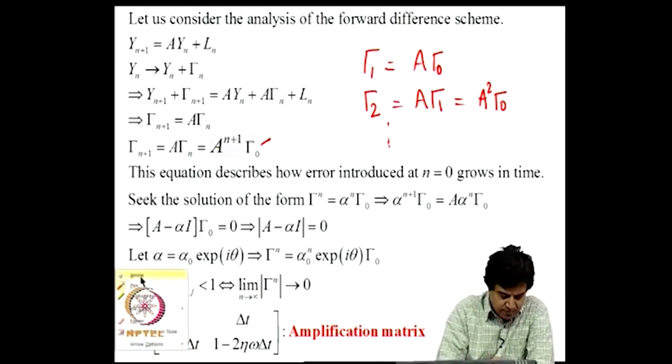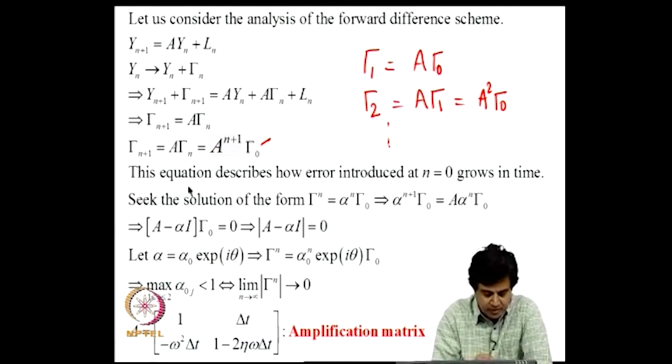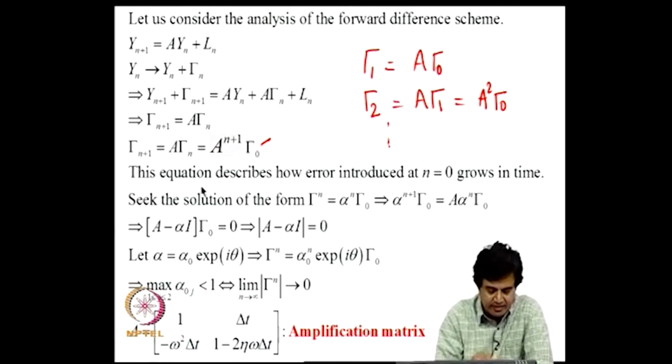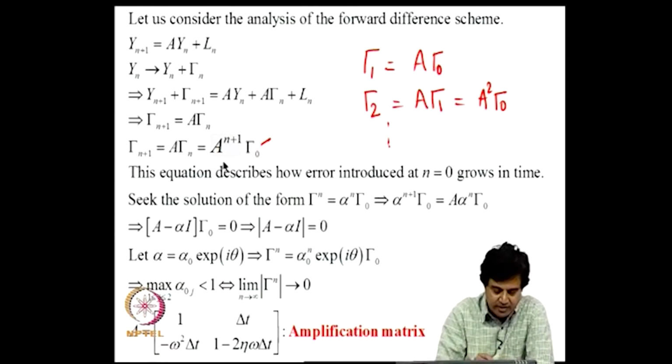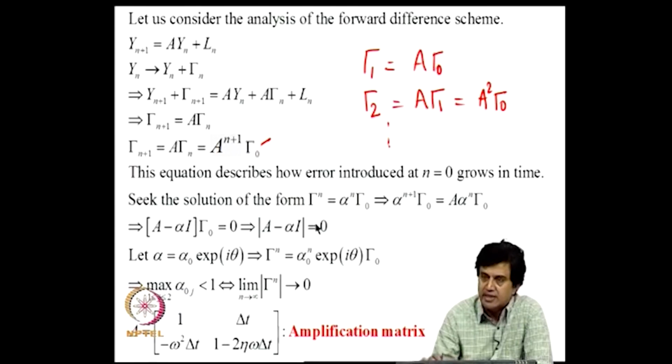Now, from this equation we can see that it describes how error introduced at n equal to 0 grows in time. Now, what we do is we seek the solution of this equation in the form gamma n is equal to alpha to the power n gamma naught, where alpha is a scalar quantity which could be complex valued.